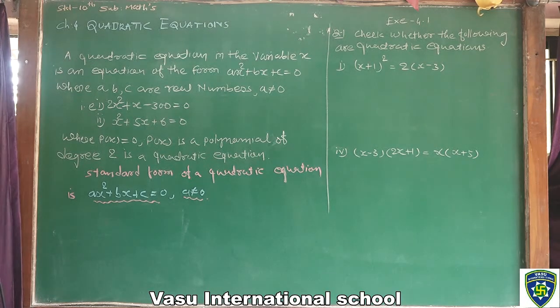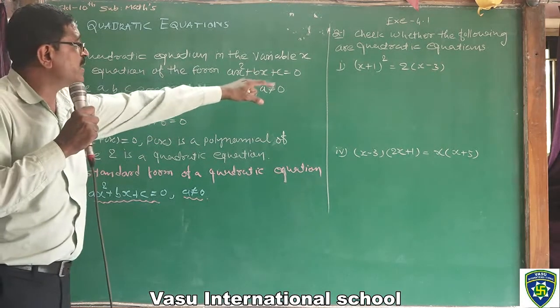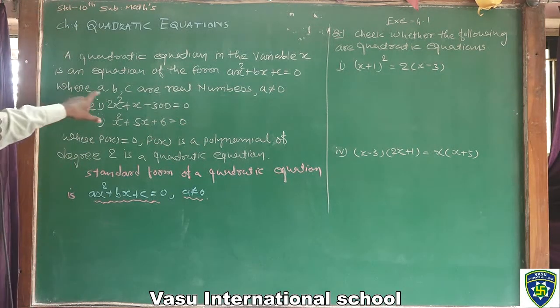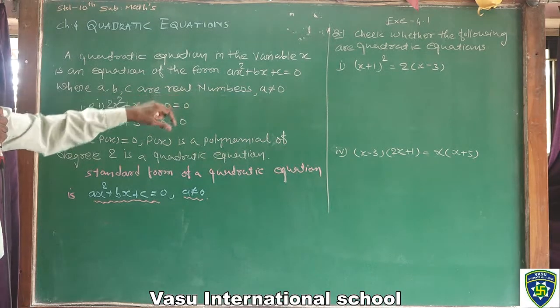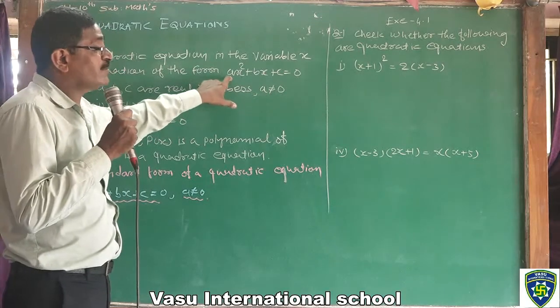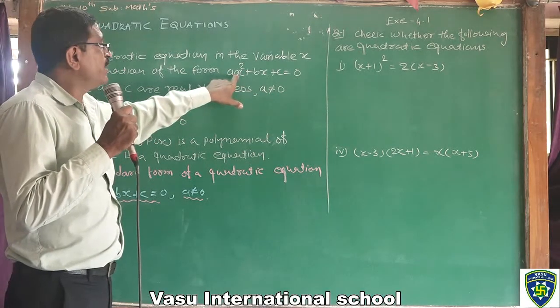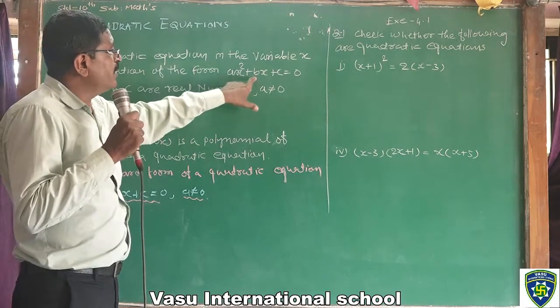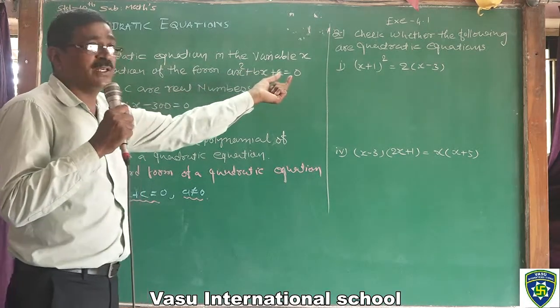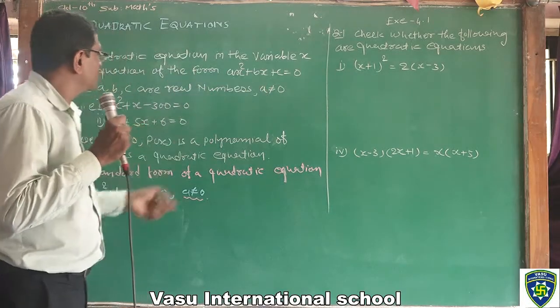A quadratic equation in variable x is an equation of the form ax square plus bx plus c is equal to 0, where a, b, c are real numbers and a is not equal to 0. If a is equal to 0, then ax square becomes 0. That's why the equation bx plus c is a linear equation, not a quadratic equation. That's why a is not equal to 0.